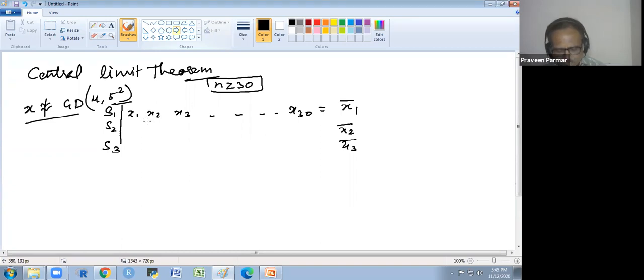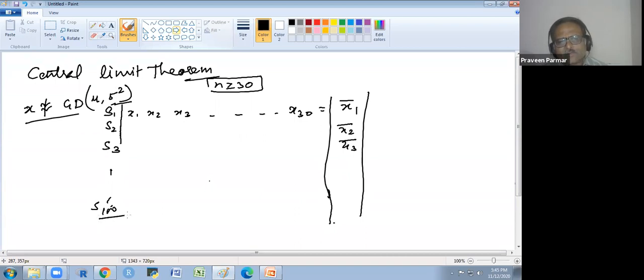Got it? But if you see here, suppose we have got 100 sample means, and we make a histogram of these means. We don't know what distribution this is. It may be Poisson, it may be some other distribution. But if we get the means of these samples, and then we make a histogram, it would be normal. This distribution of means would be normal.